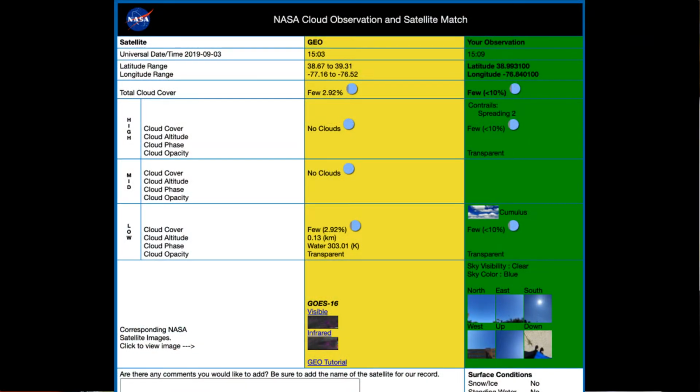Here's another interesting one. See? It's almost a perfect match, with one exception. I reported two spreading contrails, but contrails are so thin that they're kind of hard for satellites to pick up. Here's another pretty close match.